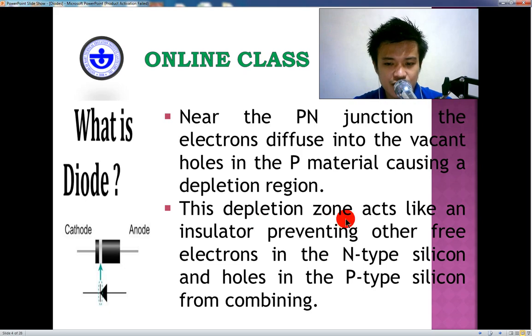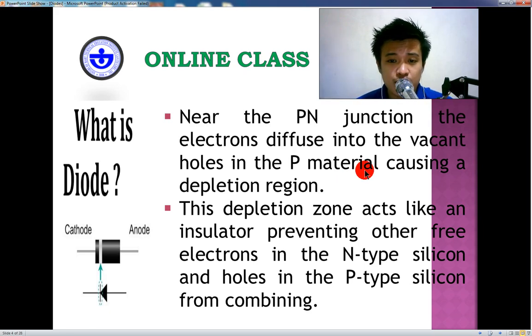Okay, this depletion zone or depletion region, do not be confused. Yes, it acts like an insulator, preventing the electrons in the n type silicon and the holes in the p type silicon from combining. So it means when the diode is connected in reverse bias, there will be a formation of a depletion region. Yes, and this depletion region will block the current from flowing in the opposite direction. So for example, if you supplied negative current to the anode, then that current could not reach the cathode, because that is in reverse bias.